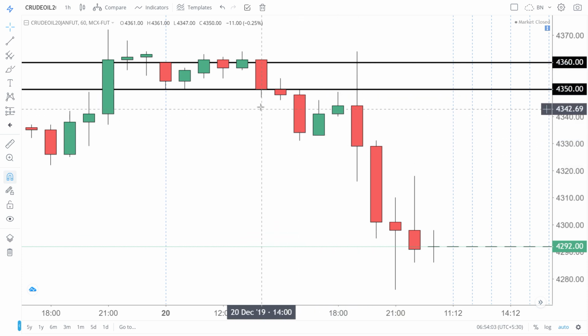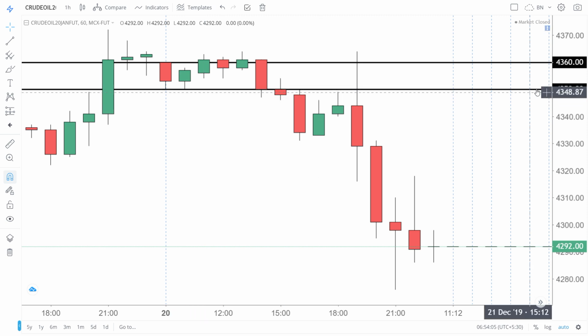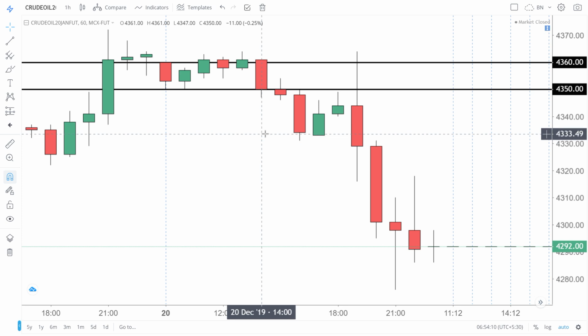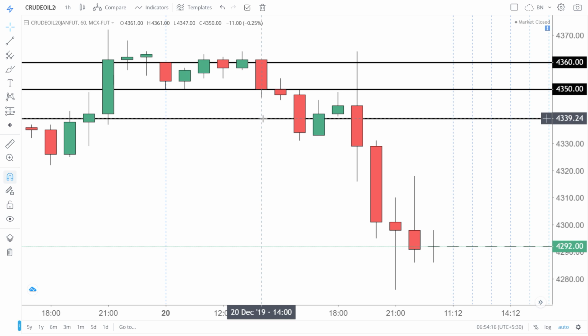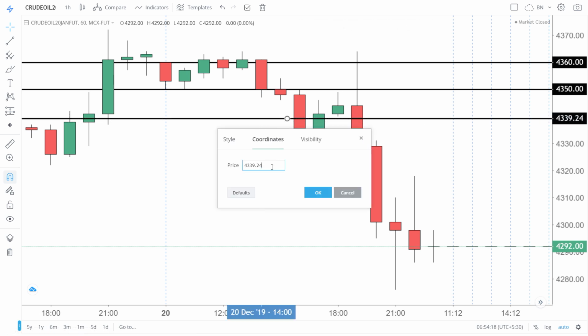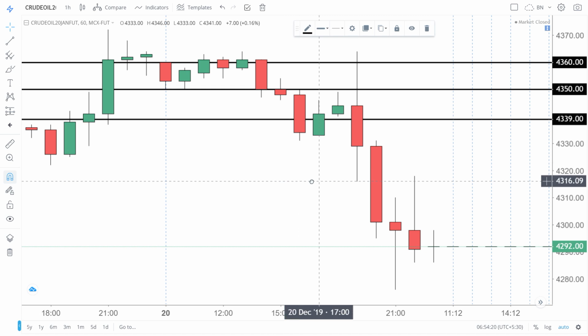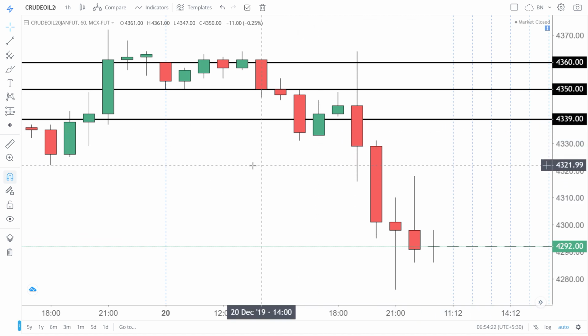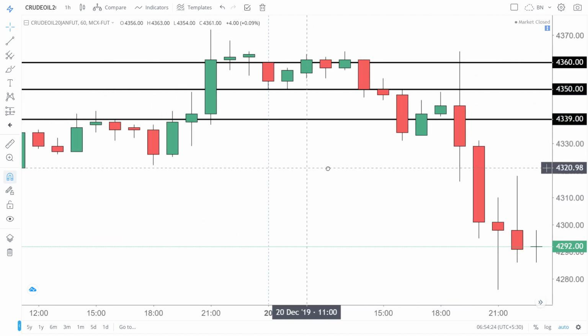So here we have an example. We would have sold at 4,350.49, and our target was 4,339. So here somewhere our target 4,339, what you can see here, friends, right? So I hope you would have got some clarity on the live chart.